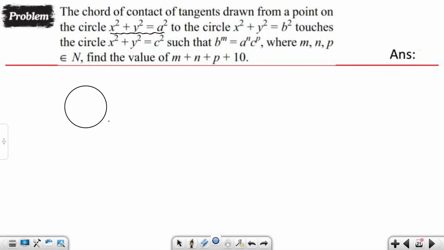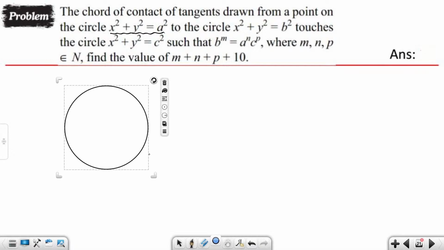Just one sec. This is my circle, right? This is my circle. What is its equation? Its equation is x square plus y square equals a square. Now we are having a concentric circle, x square plus y square equals b square.